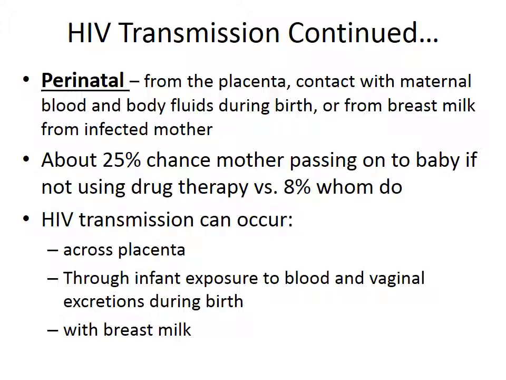Perinatal transmission can occur from the placenta, contact with maternal blood and body fluids during birth, or from breast milk from infected mothers. About 25% chance of the mother passing it on to the baby if not using a drug therapy for HIV, versus 8% for those who do. HIV transmission can occur across the placenta, through infant exposure to blood and vaginal secretions during birth, and with breast milk.